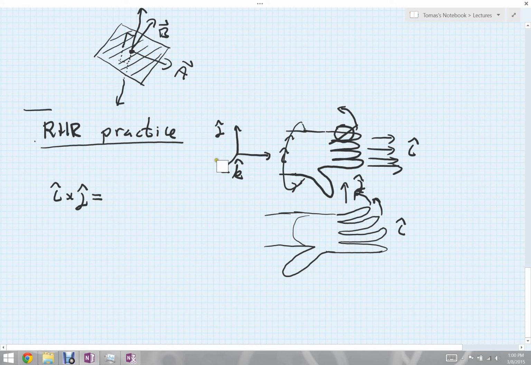It wasn't the direction into the board. My thumb is selecting the direction out of the board. So it must have been the plus k hat vector.